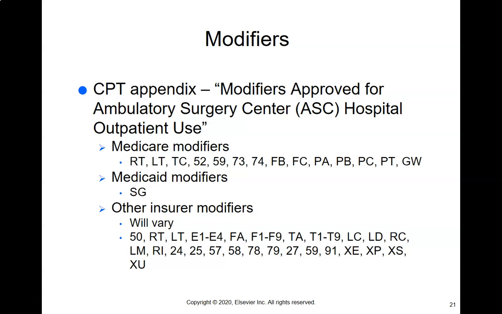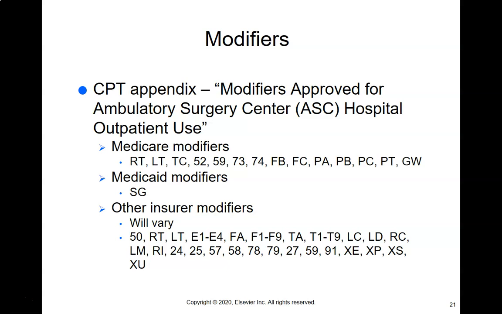The Medicare modifiers: RT is right side, LT left side, TC technical component. 52 is used for coding reduced services for discontinued radiology procedures and other procedures not requiring anesthesia. 59 is a distinct separate procedure. Modifier 73, procedure discontinued after preparation for surgery. Modifier 74, procedure discontinued after anesthesia administered. Modifier FB is device furnished at no cost or full credit. Modifier FC, device furnished at partial credit.